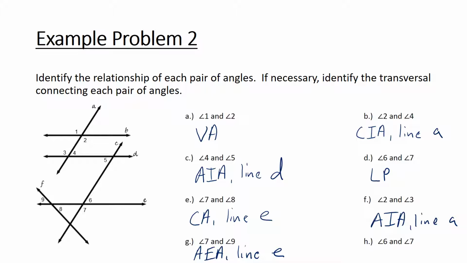And lastly, looking at 6 and 7 again, which are actually just a repeat of problem D. So these have to be a linear pair again with no transversal.